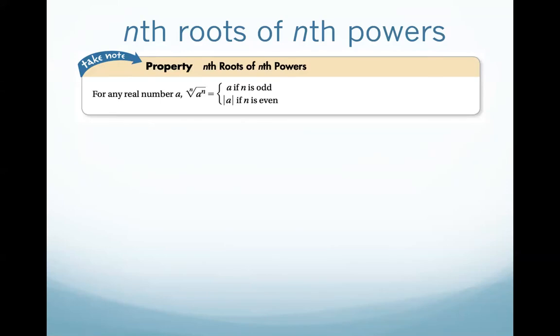So if we're looking at any number A, it can be any real number, okay? We can break it into even or odd numbers. If we have the nth root of A to the n, what does this mean? This means I take a number to the nth power, I get the answer, and then I take the nth root of it, okay? And every time I do that, I want to say the answer is A. But let's look at an example.